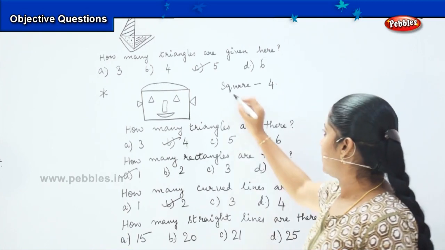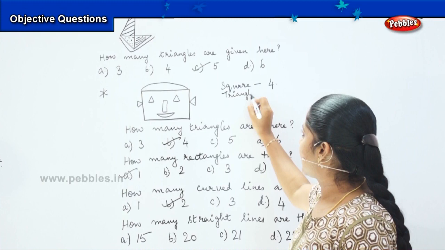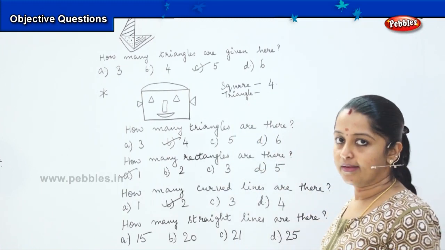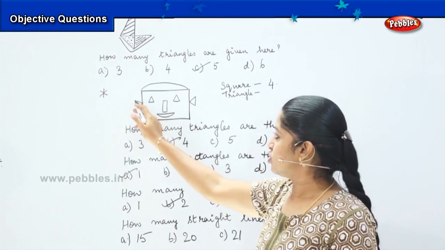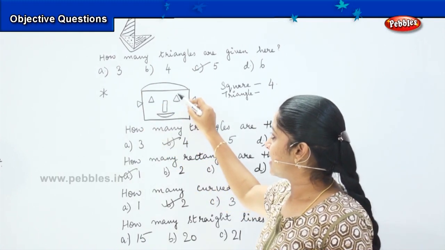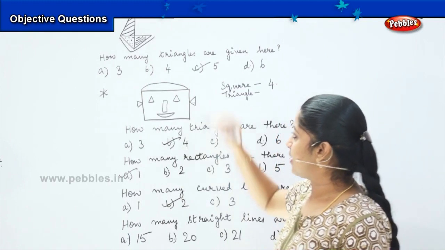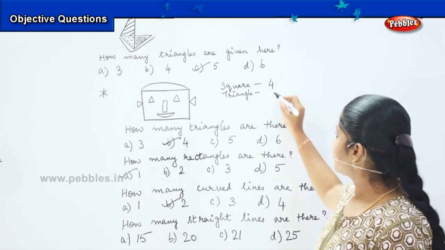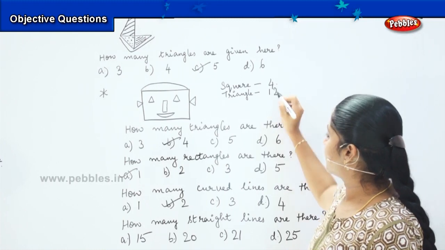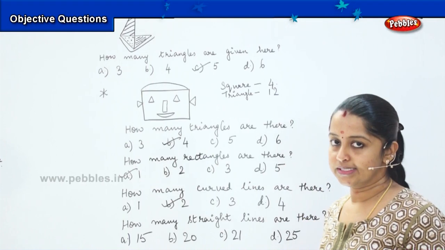Coming to the next one. The next shape given is a triangle. So in the triangle, how many straight lines are there? It's 1, 2, 3, 4, 5, 6, 7, 8, 9, 10, 11 and 12. So how many straight lines in the triangles? 12. Because there are 4 triangles given, right?